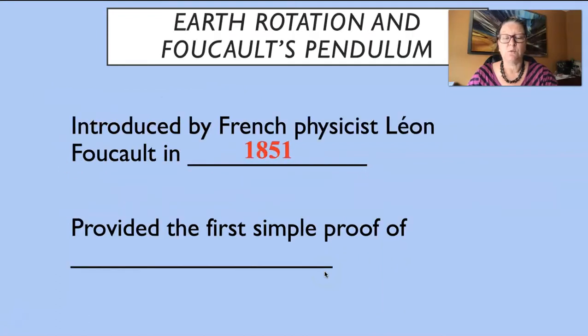In 1851, a French physicist, Leon Foucault, did a very clever set of experiments to prove that the Earth rotated. And he did this by using something called a pendulum. So what's a pendulum? A pendulum is a mass that hangs from a string. And so I often use my PCC keys on their lanyard.